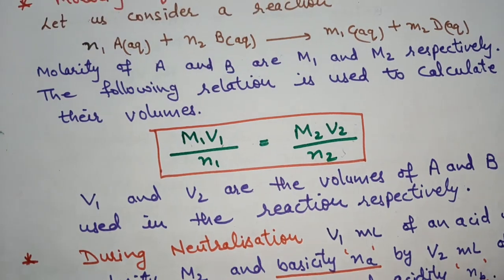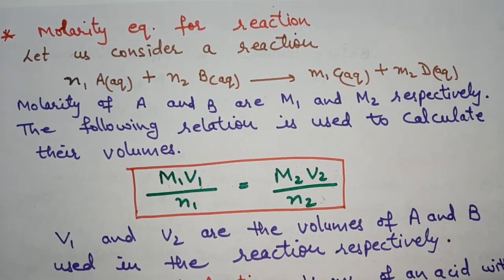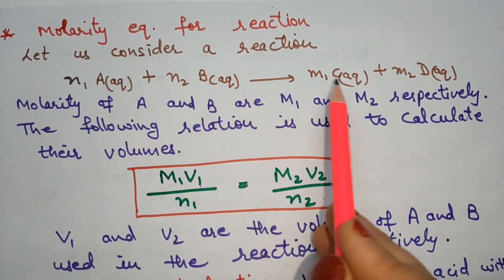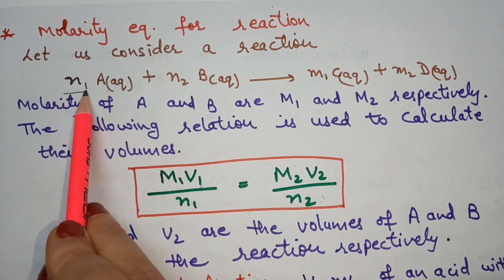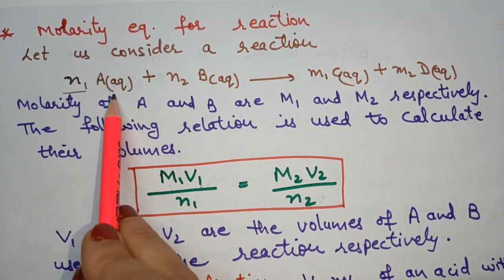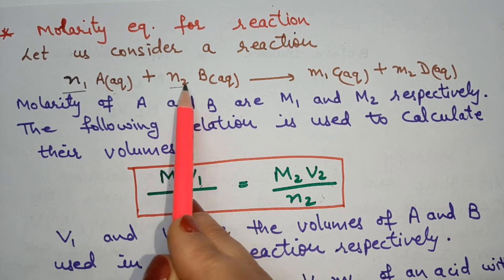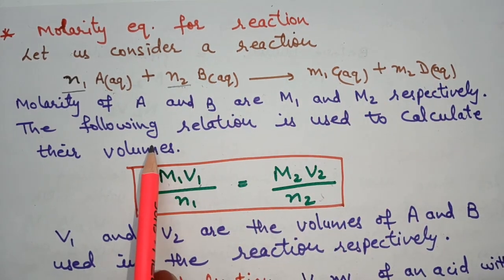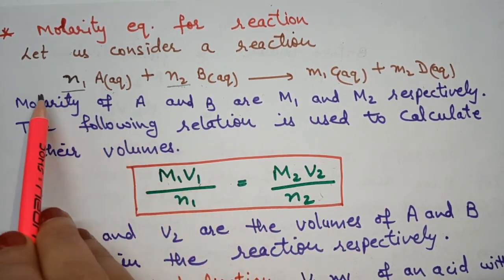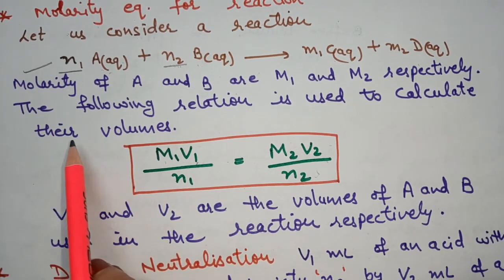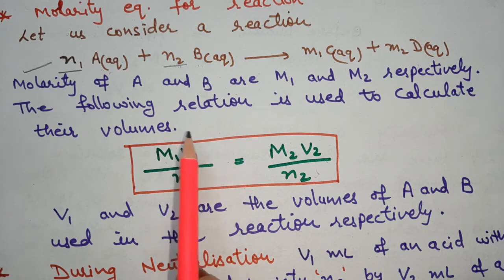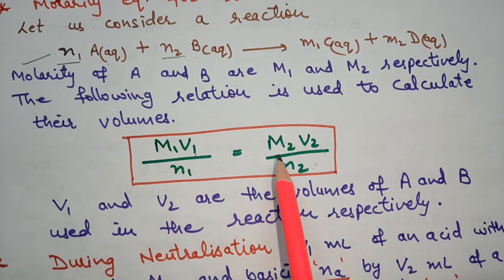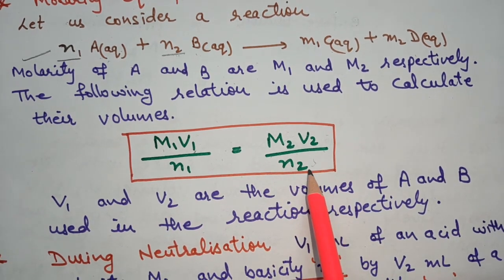Now next we have the molarity equation for a reaction. Suppose this is a reaction A plus B gives C plus D. Now n1 is the number of moles of A which react with n2 moles of substance B to form C and D. Now how can we apply the molarity equation for such reactions, which is used for volumetric analysis and also for practical purposes? It is M1 V1 upon n1 is equal to M2 V2 upon n2.